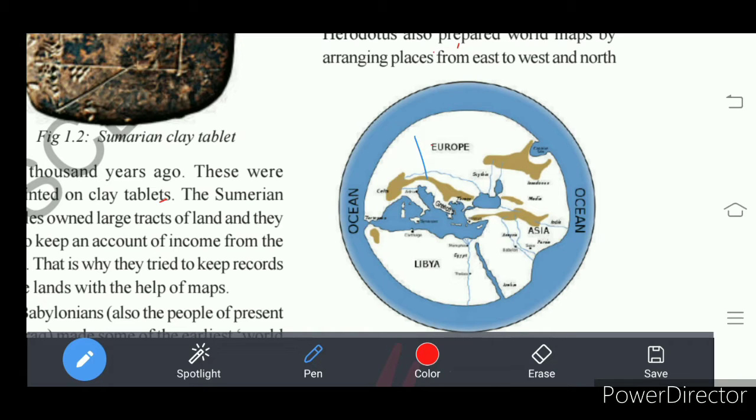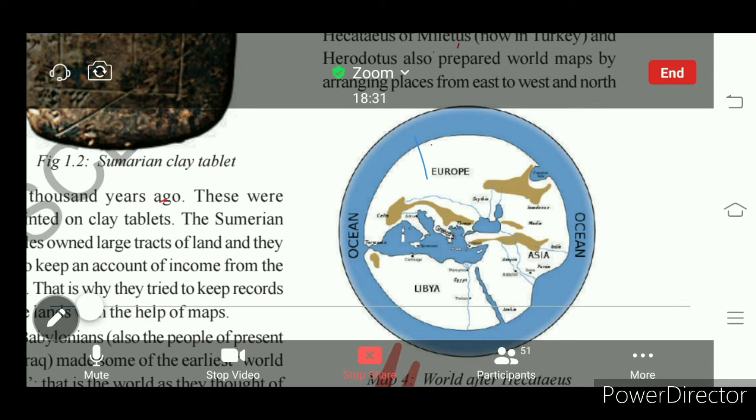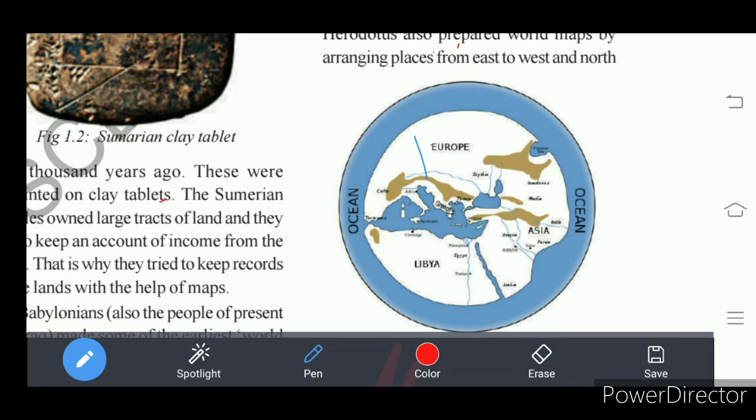In some places it is midday. What is midday? 12 noon. It means the sun stands over the head. Such places they identified and connected from north to south. In which direction? North to south.